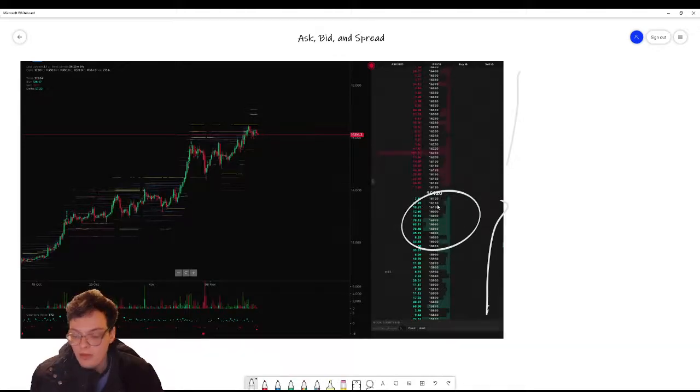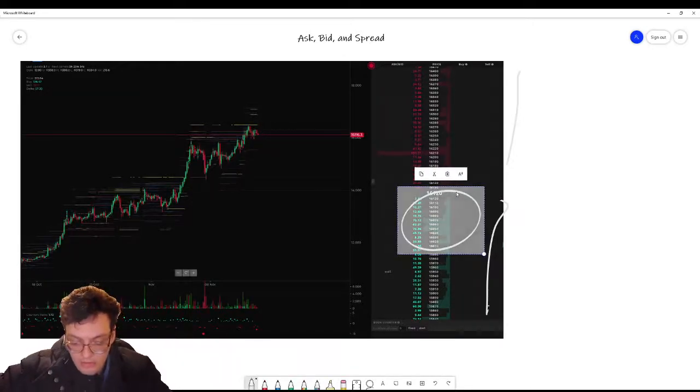Let me erase some of this crap. It's doing that crap again where it's turned into a circle.